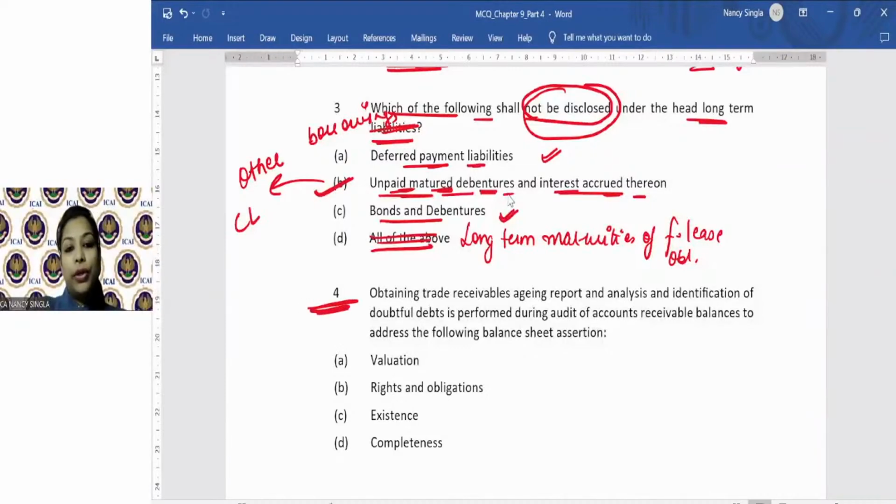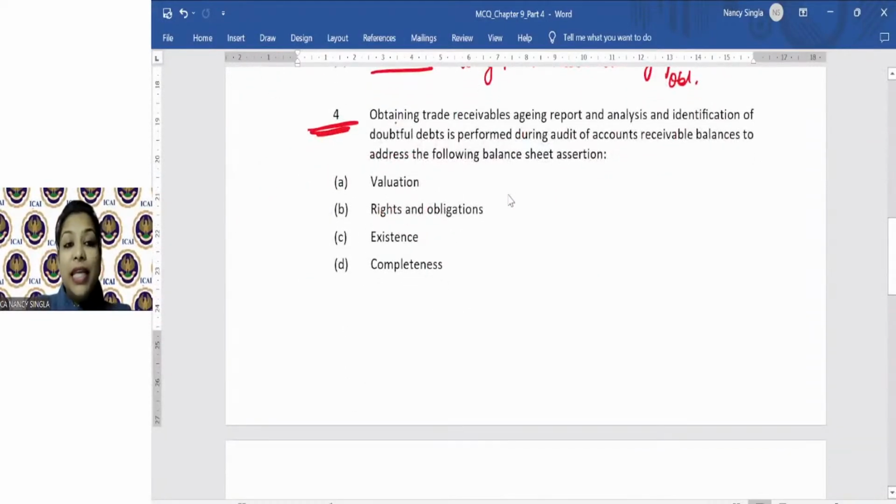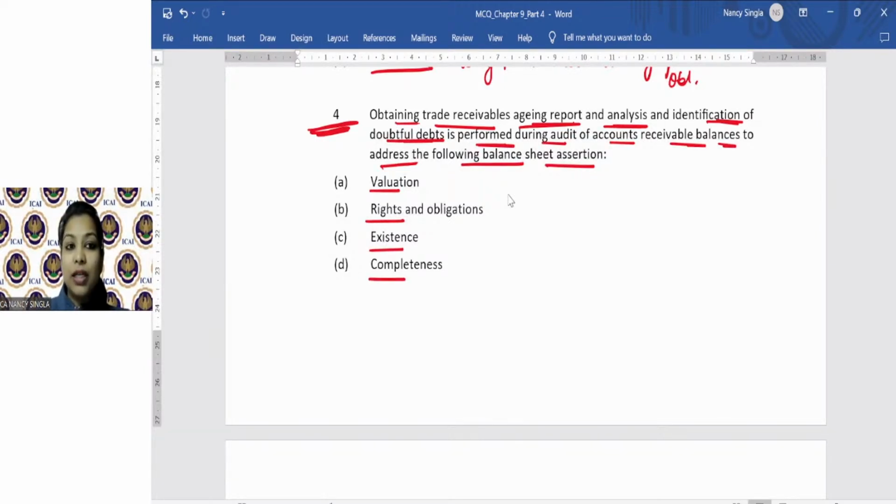Now with respect to the fourth point, obtaining trade receivables aging report and analysis and identification of doubtful debts is performed during audit of accounts receivable balances to address the following balance sheet assertion. Is it valuation, rights and obligations, existence or completeness? How to solve this now? Read this again and try to see what is meant by valuation assertion, what is meant by rights and obligations, what you do in existence, what you check in completeness, okay. And then answer this question.